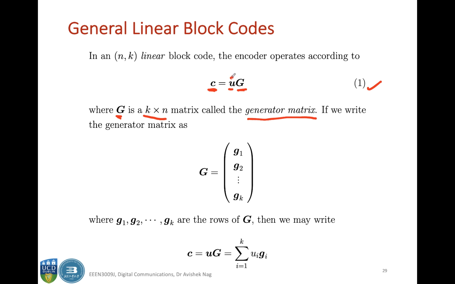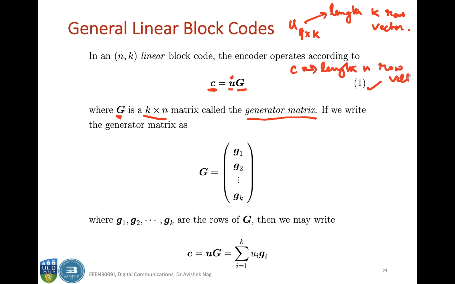So this U is a 1 cross k, okay. So this is a length k row vector, this U, okay, and the C is basically a length n row vector, okay. So basically C is 1 cross n.